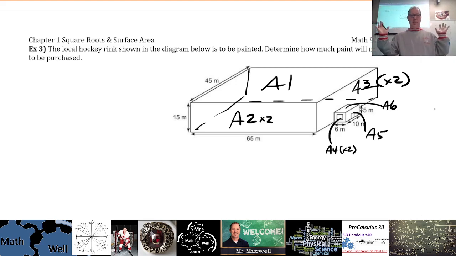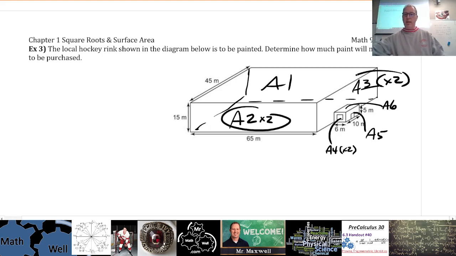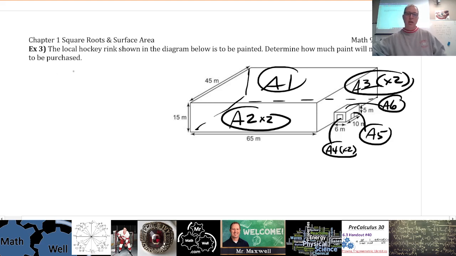All right, having said that, do we have all the sides covered now? We have front and back, side and other side, the top, and the front and back of this little porch. We have the top and the front side. So area 1, what's going to be area 1? That's the length of 65 times the width of 45. Good, 65 times 45.